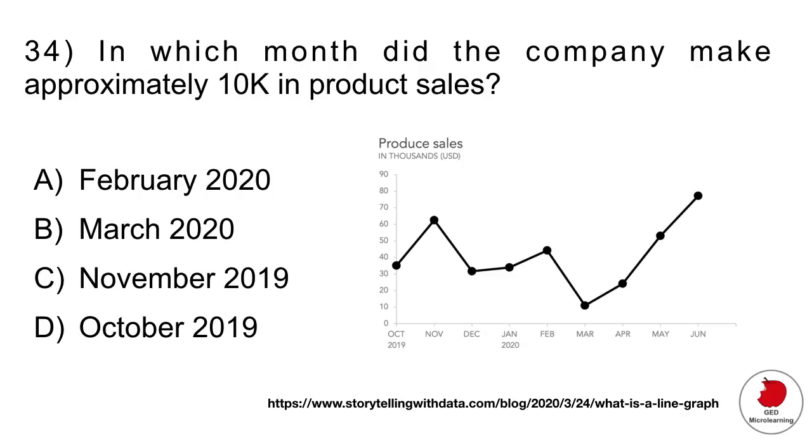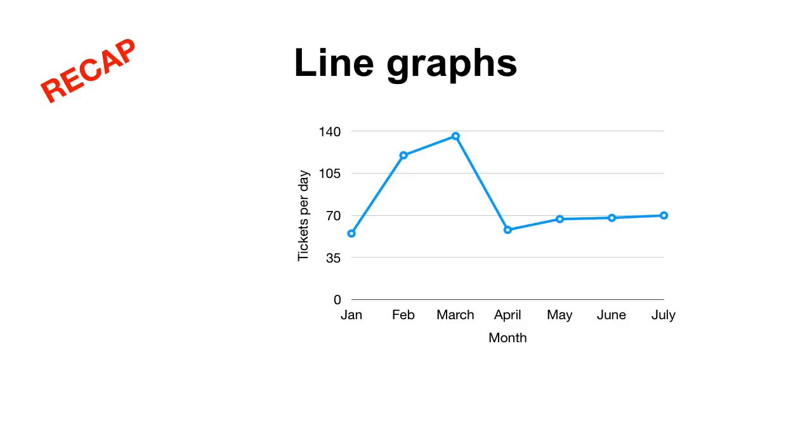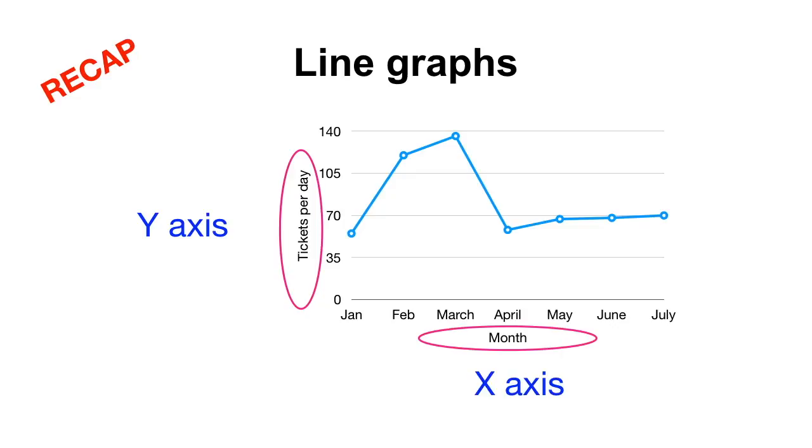Okay, the next question is also graphs, but here we're looking at line graphs. So in this question, it asks you, in which month did the company make approximately $10,000 in product sales? All right, and just to recap, as always, you're going to read the title, then you're going to look at the x-axis. In this case, it's tickets per day. Then you're going to look at the x-axis, which looks at months.